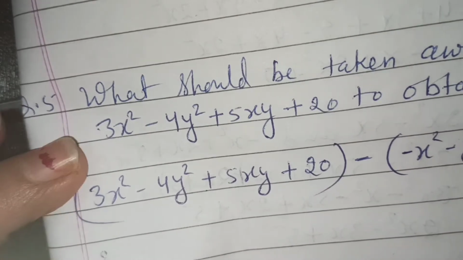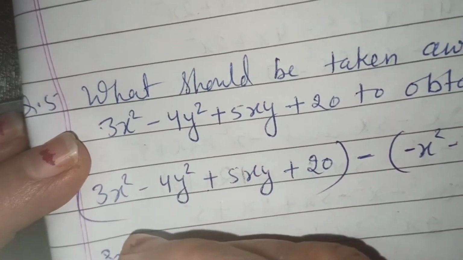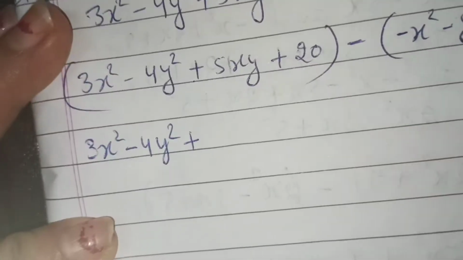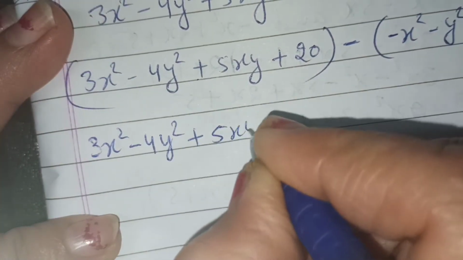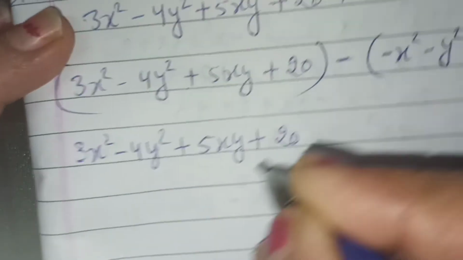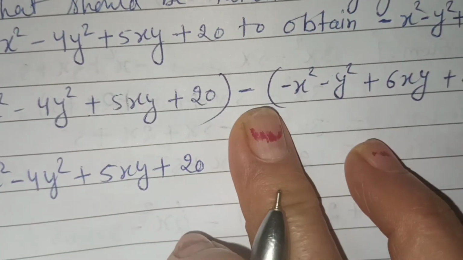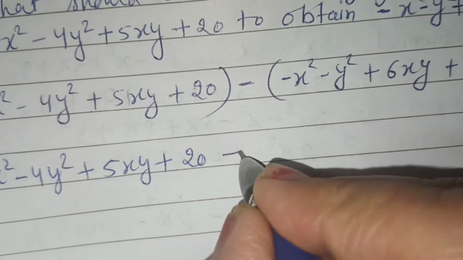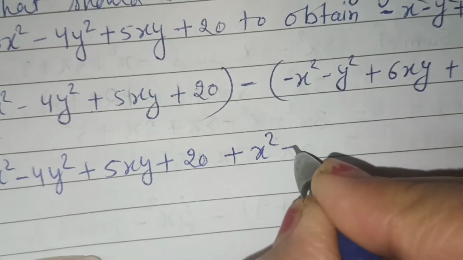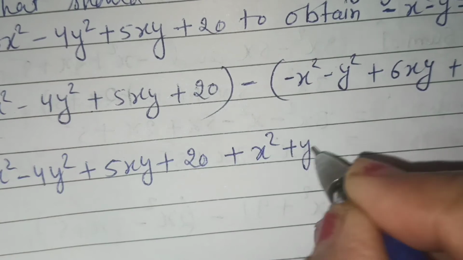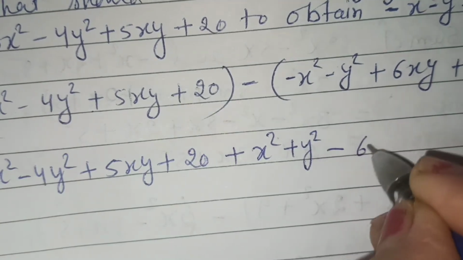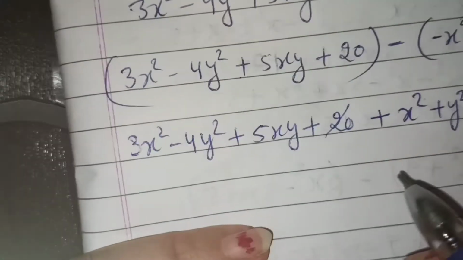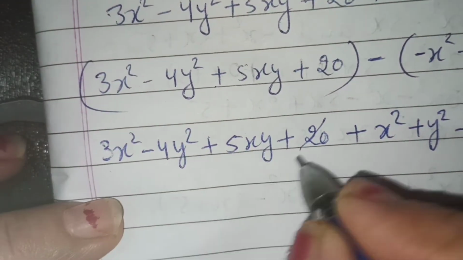And now 3x square minus 4y square plus 5xy plus 20. Here the minus sign is in front of the bracket, so all signs will change. Minus minus became plus, this minus minus became plus, this minus 6xy and minus 20. This cancels out and 3x.